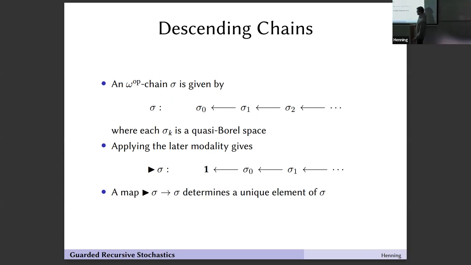And then the later modality is the simplest thing you can imagine. It just takes the final object and puts it at the beginning of the sequence and leaves the rest intact. But what does that do? Well, if you have a map from the later modality applied to sigma into sigma, it actually determines a unique element of sigma by a kind of zigzag diagram. So what you get is, now you have a map from here into sigma zero that gives you an element in sigma zero. Then from sigma zero, you go into sigma one and that gives you an element of sigma one. Sigma one to two and so forth. Putting all of this together, you eventually get an element in each of them. And that gives you an element in the whole sequence. So that's kind of how this encodes recursion.